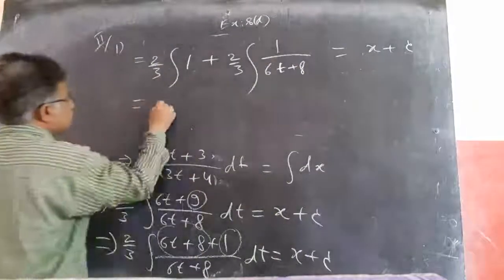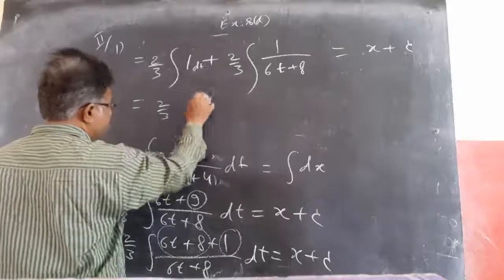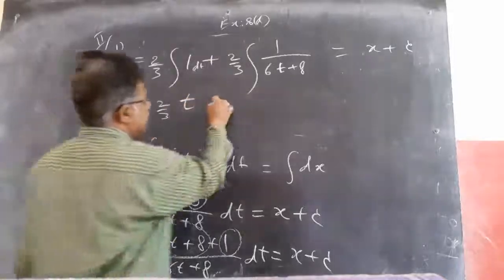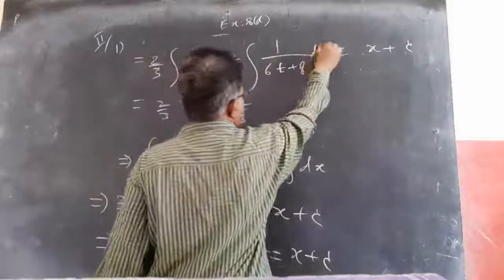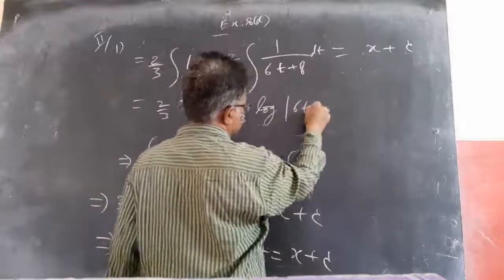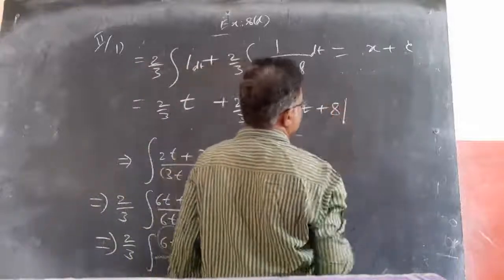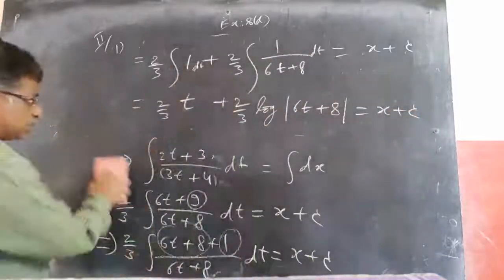Now this becomes 2 by 3 into dt. 1 dt means t. Plus here 2 by 3 into 1 by x dx form, so this is log mod t. So it becomes log of 6x plus 8 equal to x plus c.